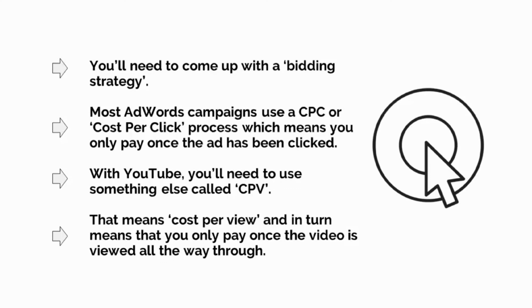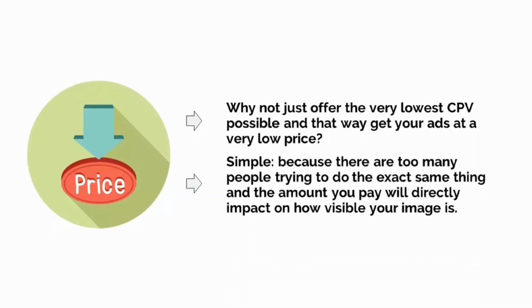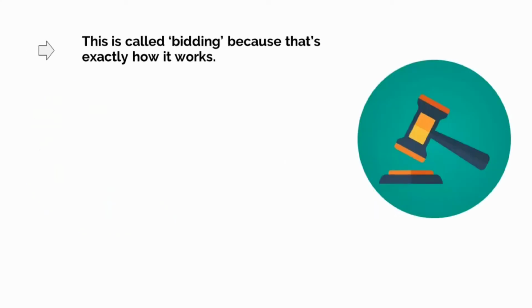Your bid is your CPV, so it needs to be tied closely to your budget. So why not just offer the very lowest CPV possible and that way get your ads at the very low price? Well, simple, because there are too many people trying to do the exact same thing, and the amount you pay will directly impact on how visible your ad is. This is called bidding because that's exactly how it works.